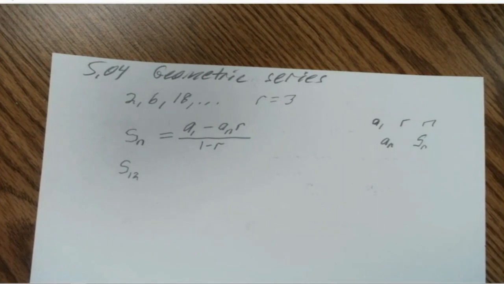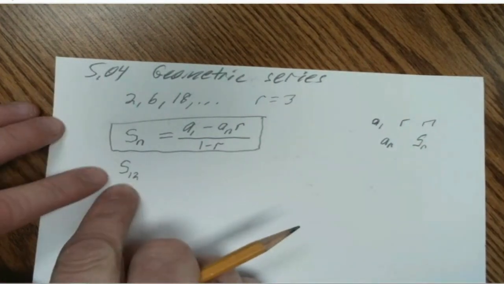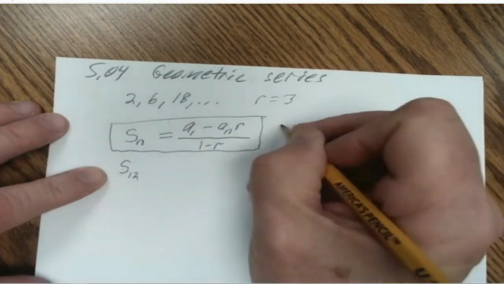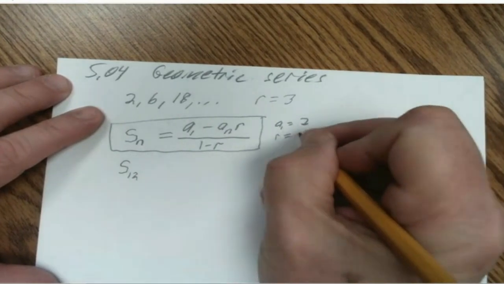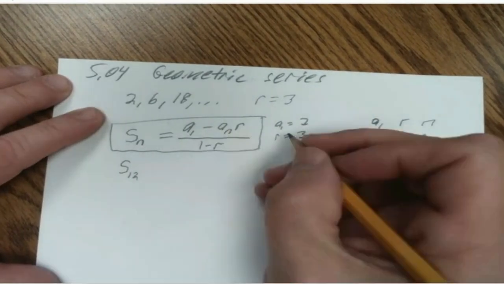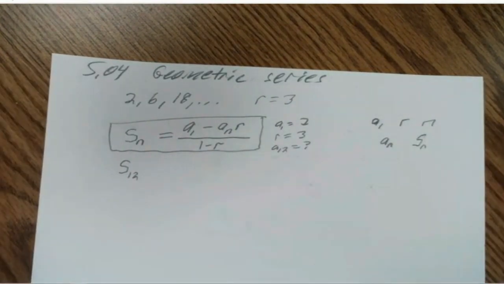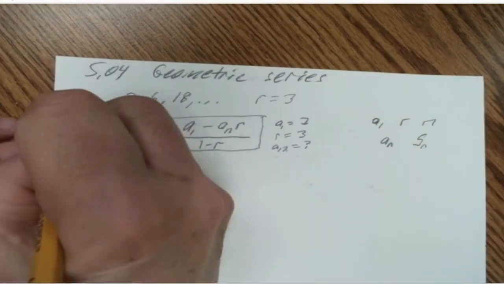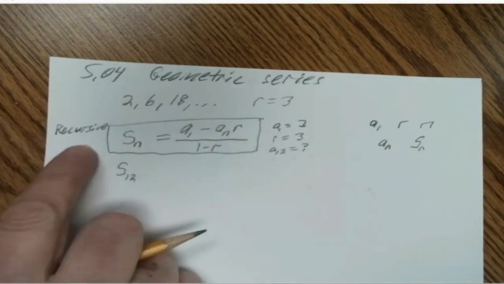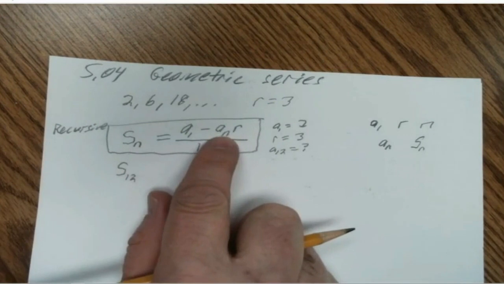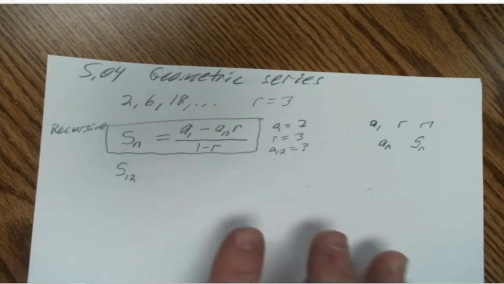So for this formula, what do we need to know for this S sub 12? We need to know what the first term is, so A sub 1, which is 2. We need to know what R is, which is 3. And we need to know what A sub N is, what A sub 12 is. But we don't. So this would be like the recursive type, where you have to know the one before it, or you have to know the ending one. You have to know the ending term, which if you have that already, then this is the formula we want to use. In our case, we don't have that.